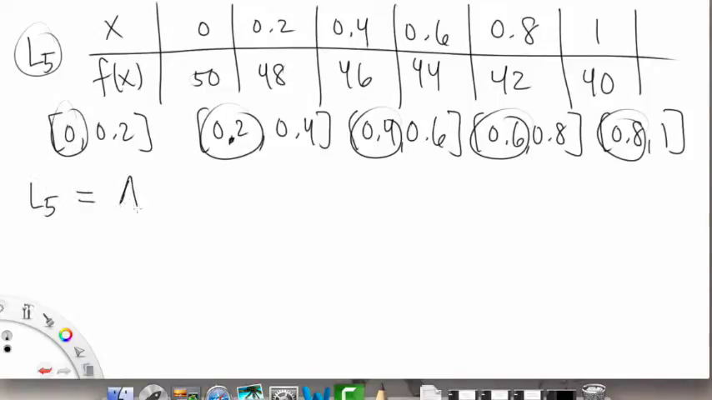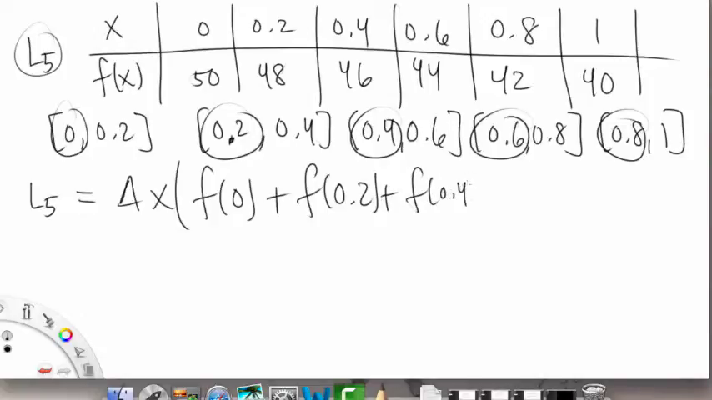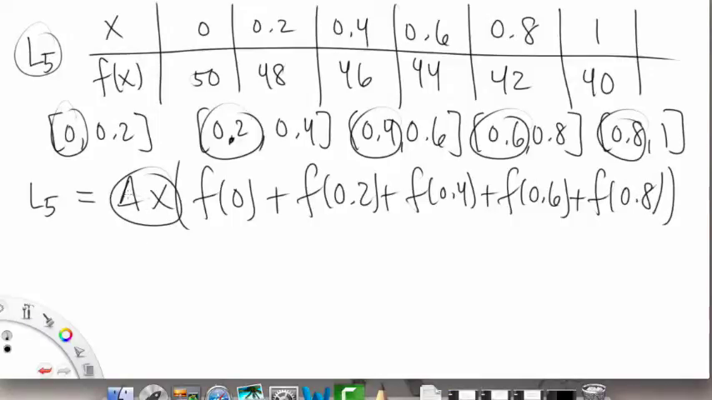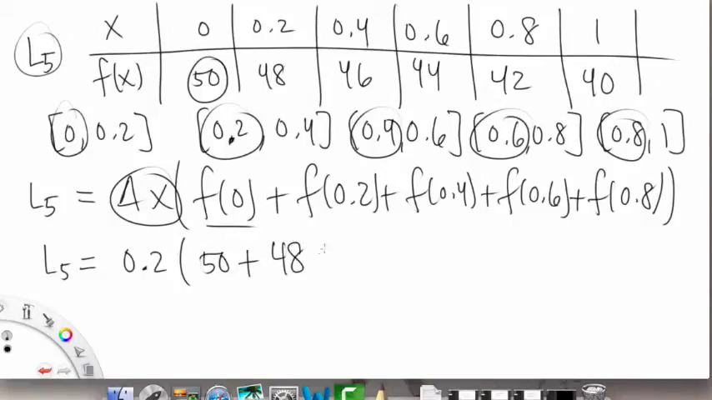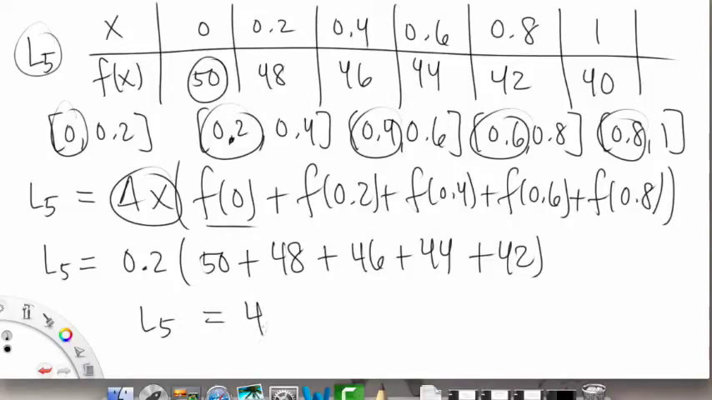L sub 5 is going to be equal to delta x times f of 0 plus f of 0.2 plus f of 0.4 plus f of 0.6, and lastly f of 0.8. Our delta x didn't change, so the sub-intervals are still of length 0.2. For f of 0, we get 50, from the table, and then we continue: 48, 46, 44, and finally 42. When we calculate this, we get that L sub 5 is equal to 46.